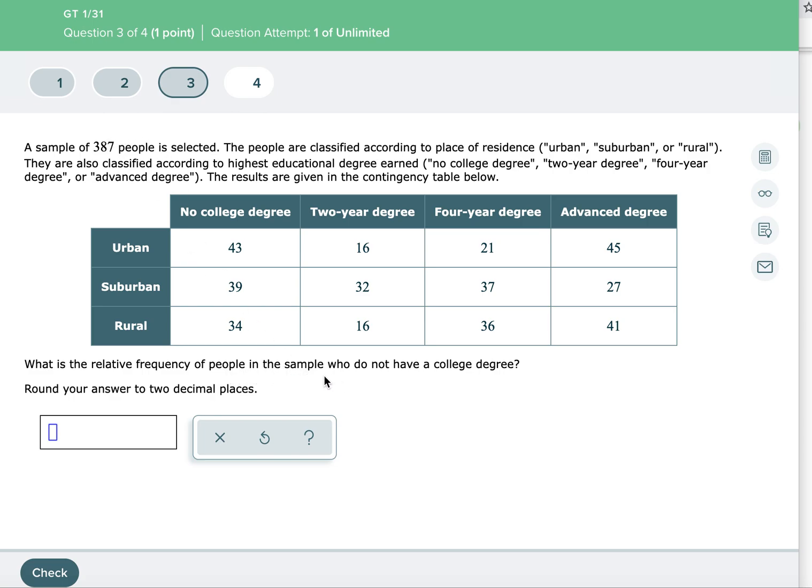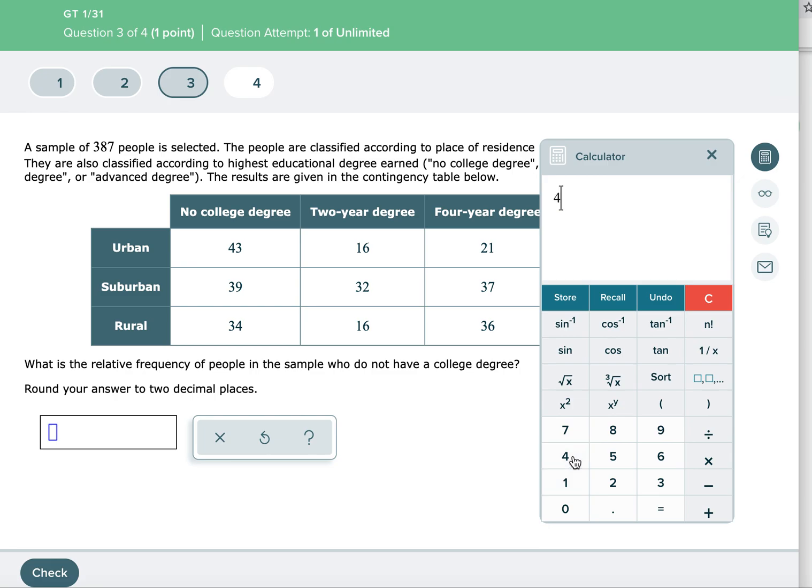Then the people we're looking at are the people who don't have a college degree, right? So that only involves this column right here that says no college degree. So 43, 39, and 34. What I'm going to do is take the calculator and go 43 plus 39 plus 34, and add those up, right? And I get 116.